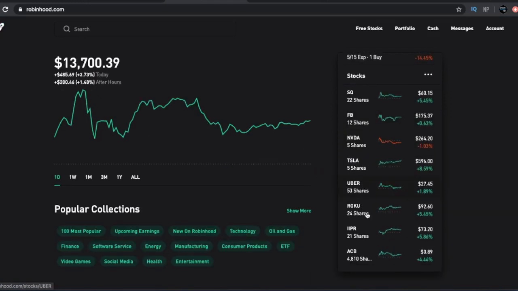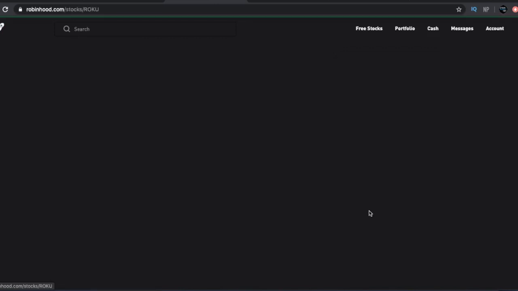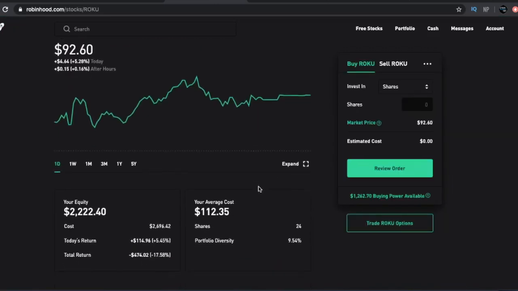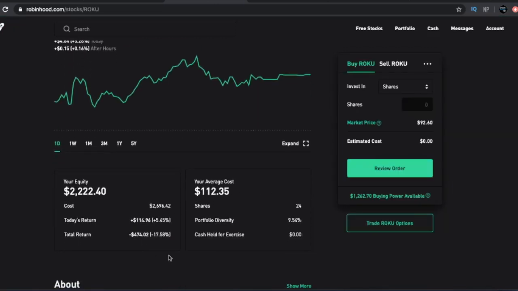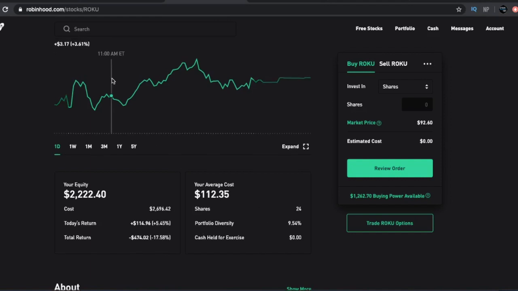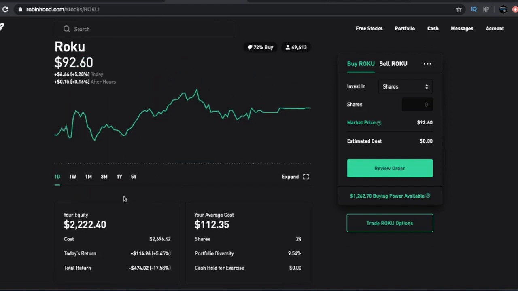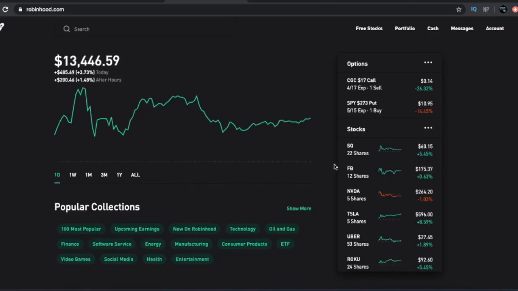Next one is Roku. Roku, I'm down also. So Uber and Roku, I am down. I'm down 17.58%. I do have 24 shares. My average cost is $112.35, so this needs to go up another 20 bucks for me to be at my average cost. I'm down 17.58%, which is $474.02 in the red. Let's go on to the next one.